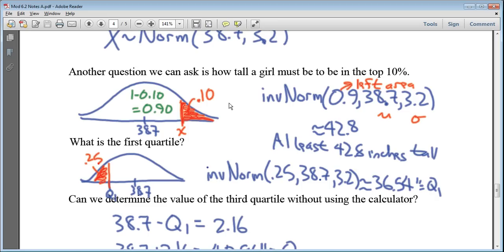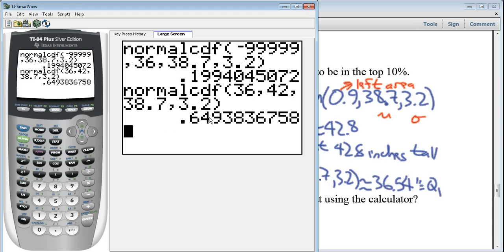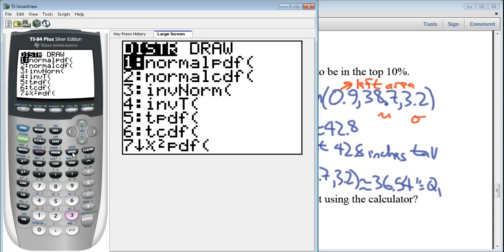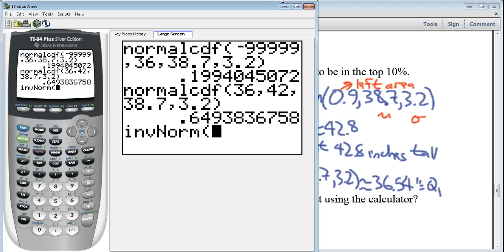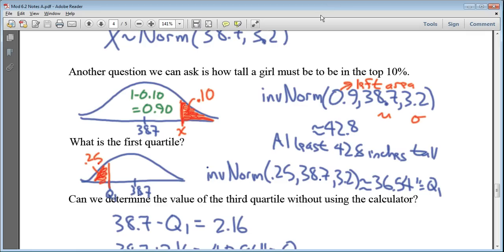This is different than the last problem. In the last problem, I was trying to find a shaded area based on x values or heights. Now I know the shaded area, and I want to know the height that forms the boundary of that shaded area. So basically, this is backwards of the problem I was doing before, so I'm going to do inverse normal. It's located in the same place, second in the variables key, but this time it's choice number 3. The first entry is the area to the left of the point you're looking for. So I'm looking for the minimum height associated with the top 10%.